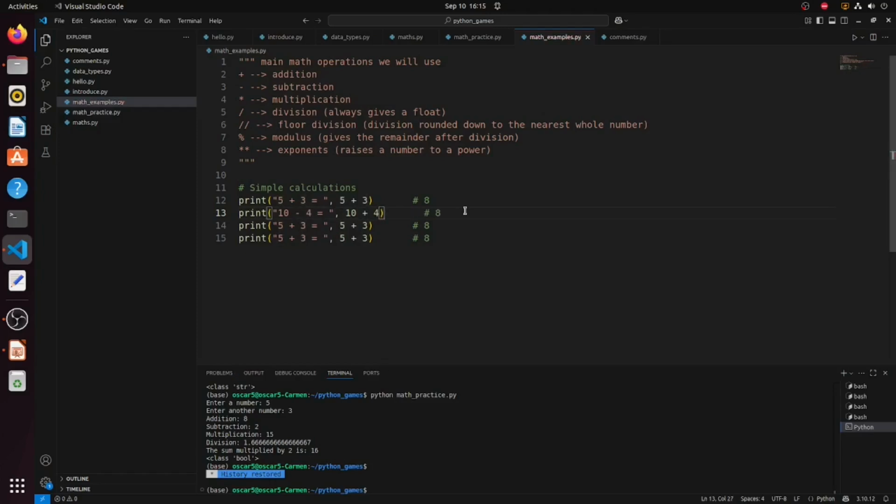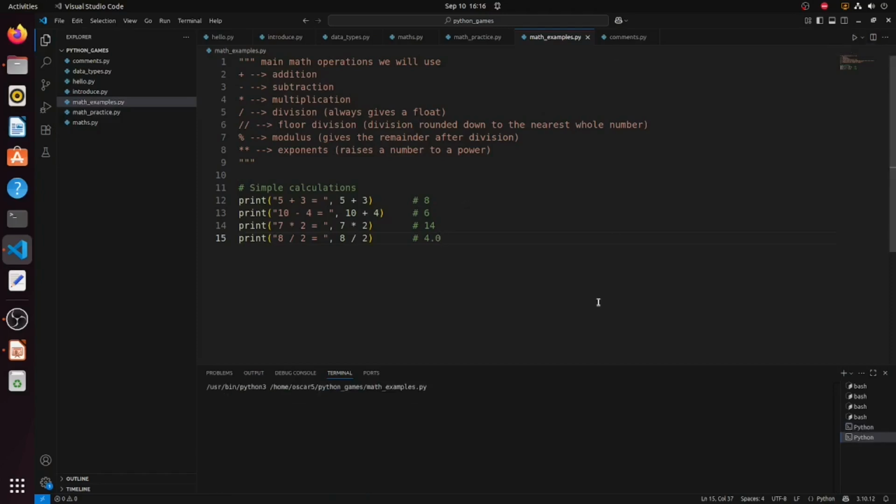Now, look at this one. print(7 * 2). This little star means multiply. So we're asking, what is 7 times 2? The computer will show 14. And finally, we have print(8 / 2). The slash means divide. We're splitting 8 into 2 equal parts. The answer is 4.0. See the decimal point? Even though it's a whole number, Python always gives us a decimal when we divide. It's just the way the computer keeps track of numbers.